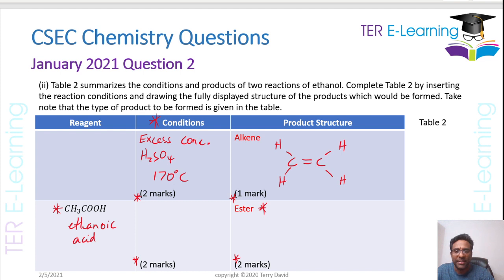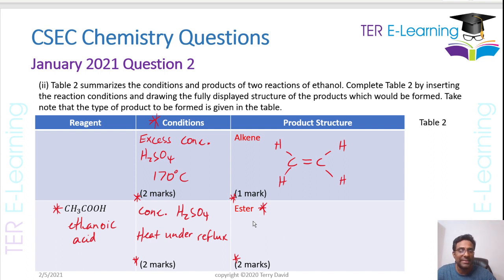And my condition here that we're going to use will be concentrated sulfuric acid, and we're going to heat under reflux. That's my condition if I want to produce an ester. So we're using concentrated sulfuric acid again, conc H2SO4, and we are going to heat under reflux. So those are my conditions in order to produce an ester.